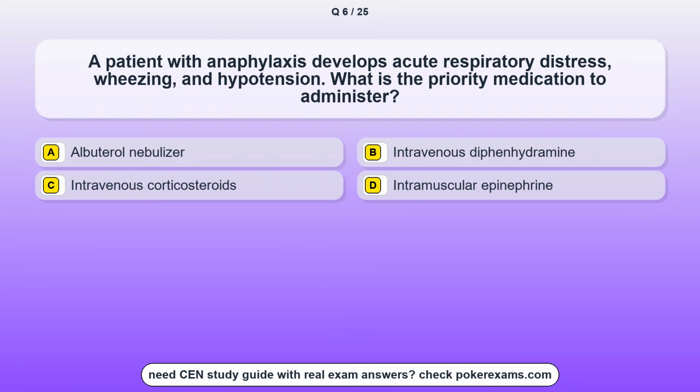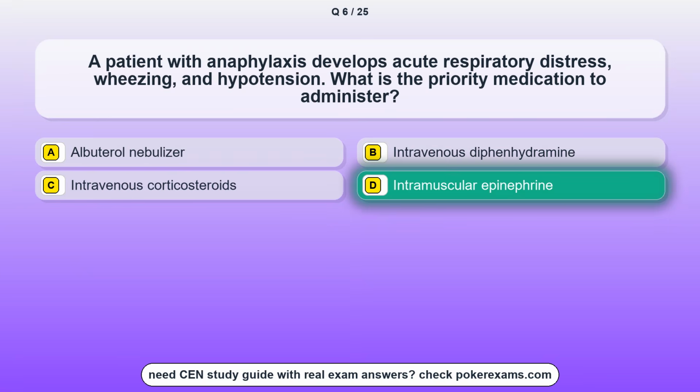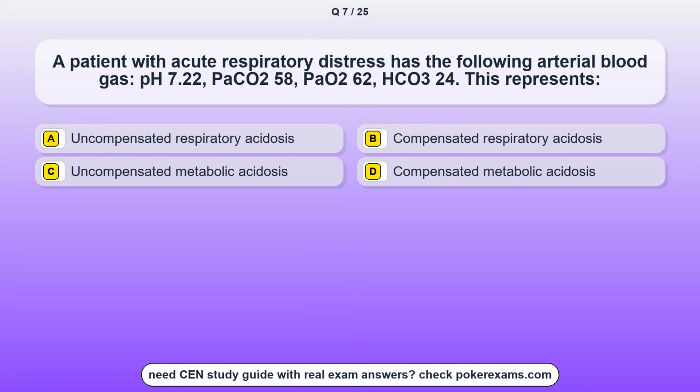Question 6. A patient with anaphylaxis develops acute respiratory distress, wheezing, and hypotension. What is the priority medication to administer? Option A. Albuterol nebulizer. Option B. Intravenous diphenhydramine. Option C. Intravenous corticosteroids. Option D. Intramuscular epinephrine. The correct answer is option D. Intramuscular epinephrine.